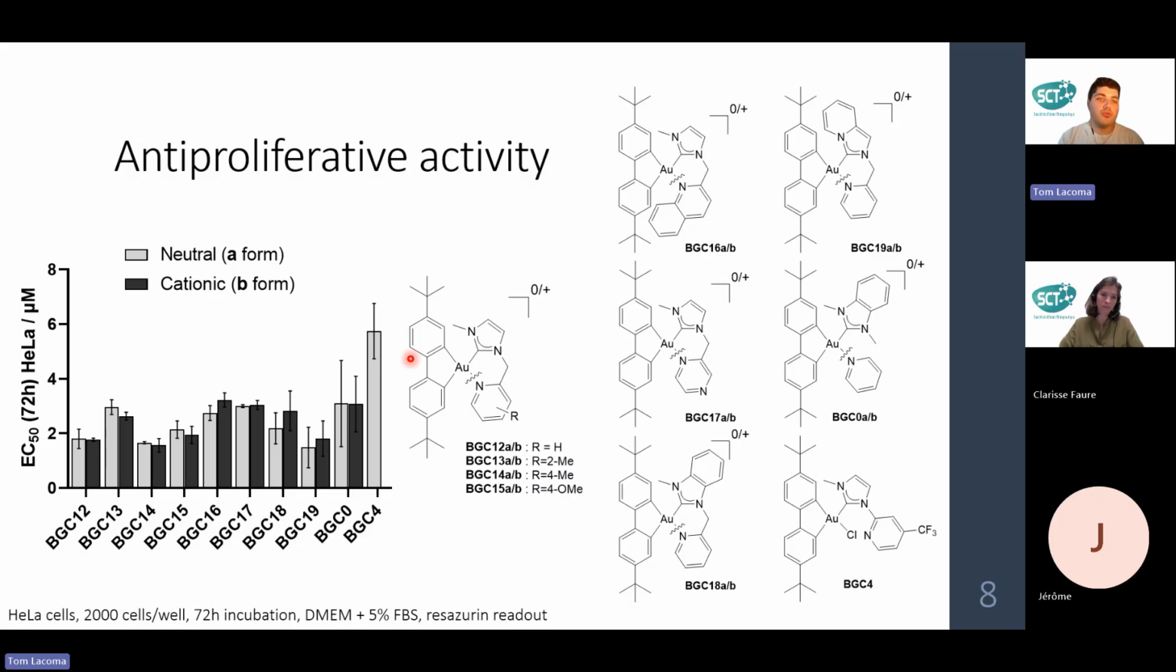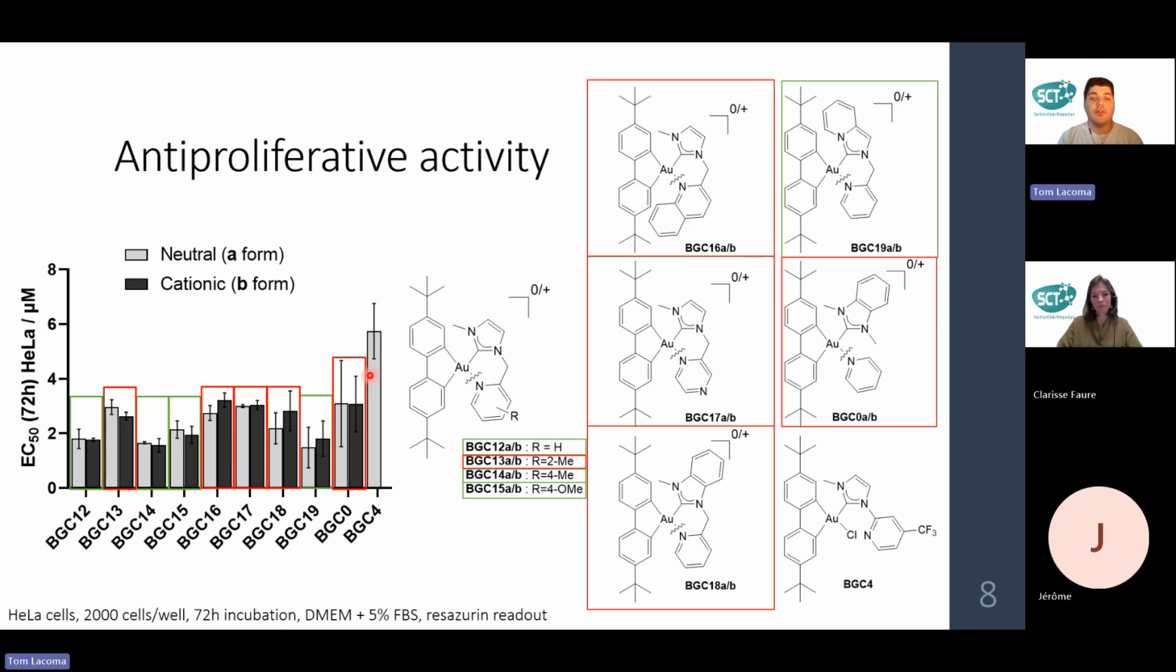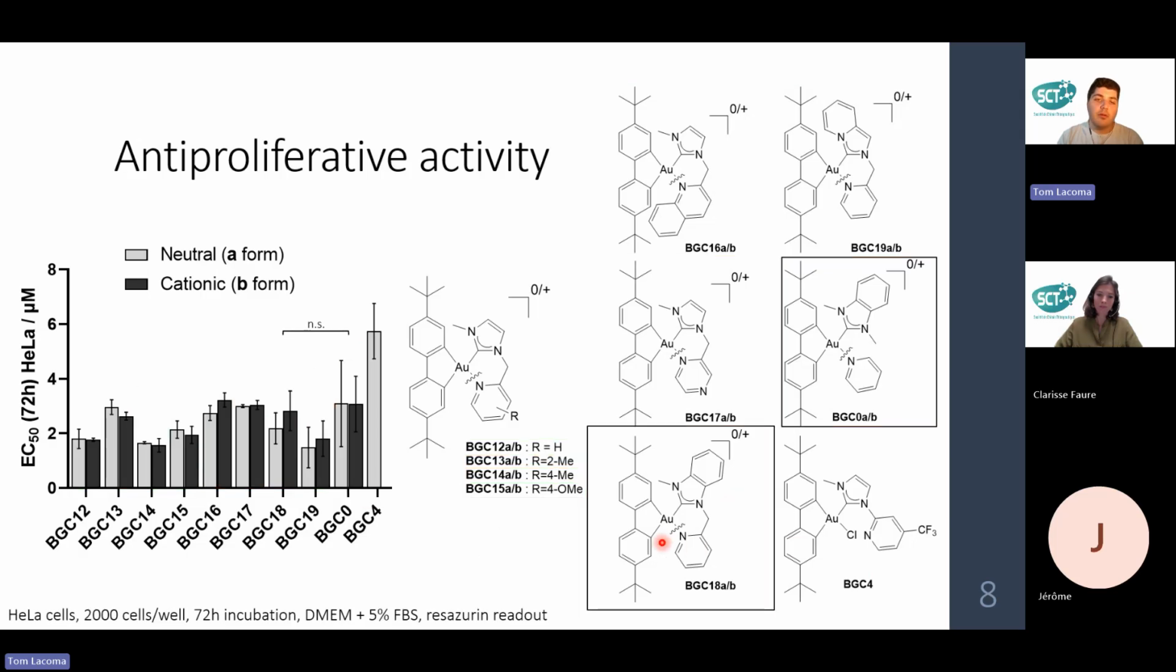The first one is that each neutral and cationic pair has the same toxicity. Moreover, we saw a really mild impact of the substitution of the complexes. We have identified 2 classes of complexes, one most toxic with 2 micromolar toxicity, one less toxic with 3 micromolar toxicity. However, we have not come up with any rationale behind this. And the last point, which was even more strange, is that the bridged complex 18 and the non-bridged complex BGC0 have the same cytotoxicity, even considering that one is chelated and the other is not.